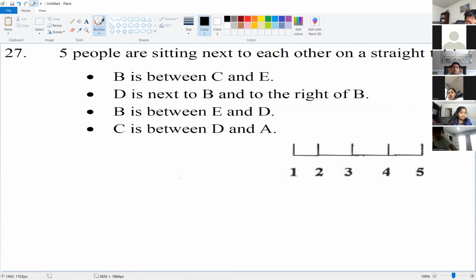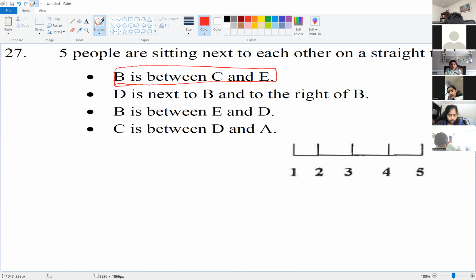Right. Read the question. 5 people are sitting next to each other on a straight table. B is between C and E. D is next to B and to the right of B. B is between E and D. C is between D and A. Do you understand the instructions or no? I do. Okay. So if I say B is between C and E, how would you place them?